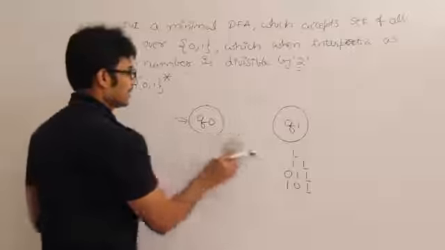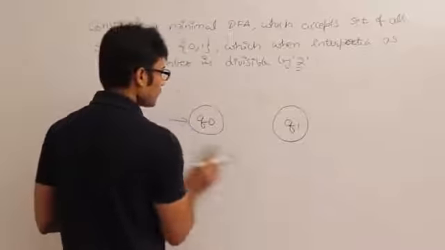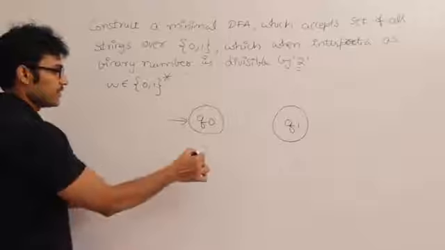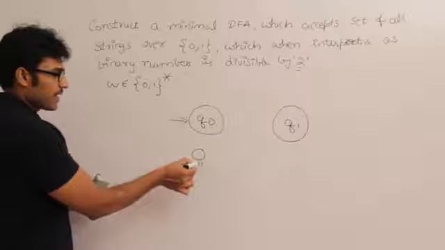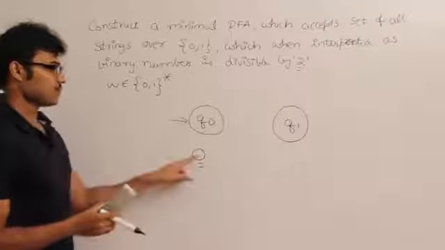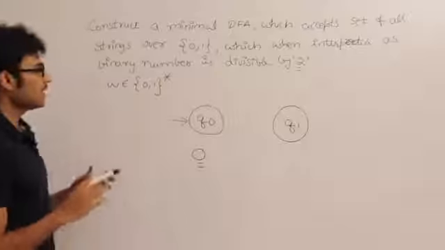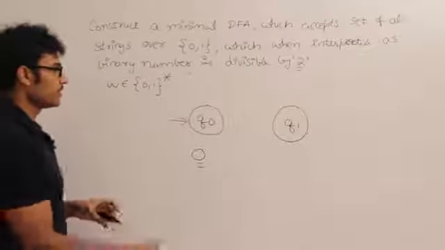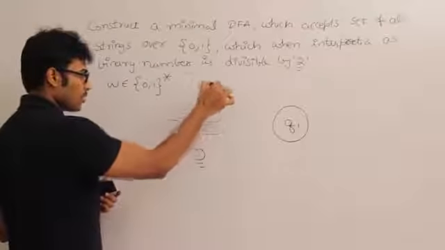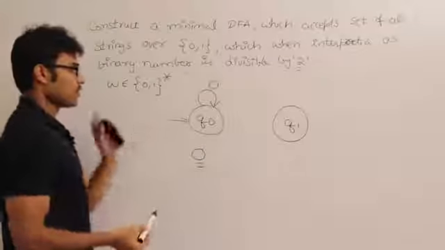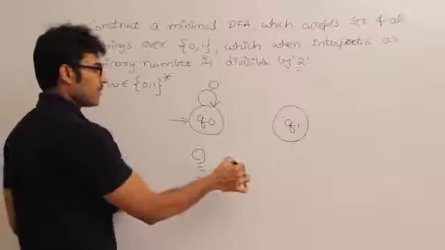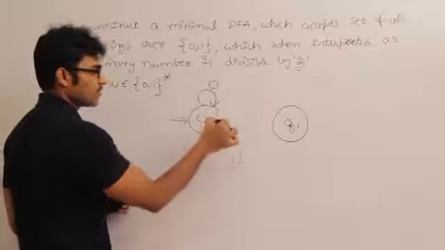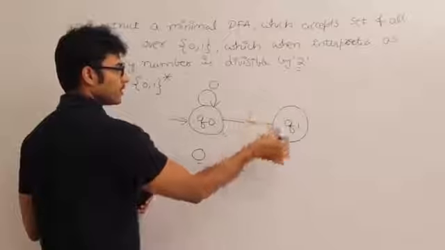So let us see how I can draw it. I am in state 0 without seeing anything. If I see a 0, the total number I have seen till now is only 0, right? So if I see 0 and divide it by 2, the remainder is going to be 0. Therefore on Q0, on 0 I am going to stay here. Now if I see a 1 on Q0, if I divide it by 2, the remainder is going to be 1. Therefore on 1 I will be moving here.